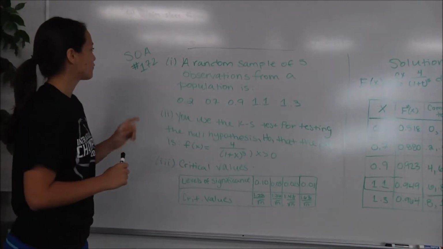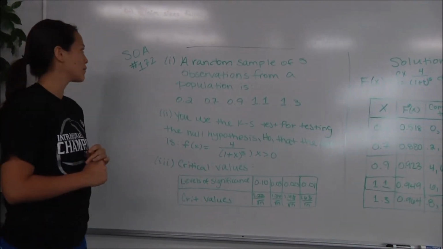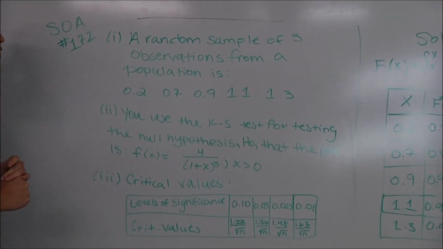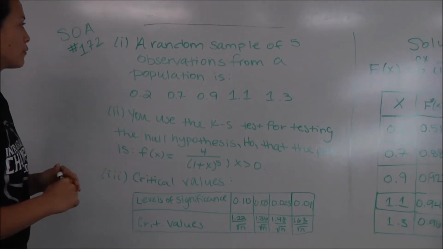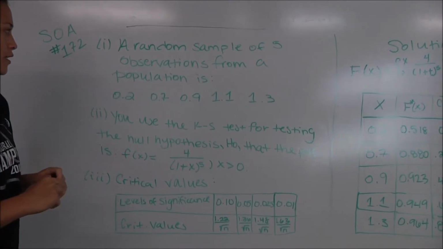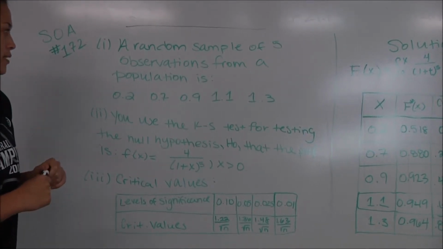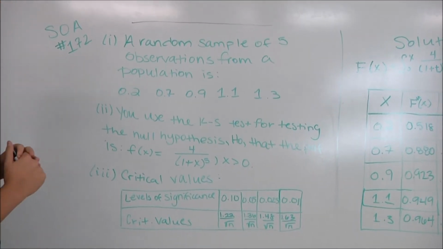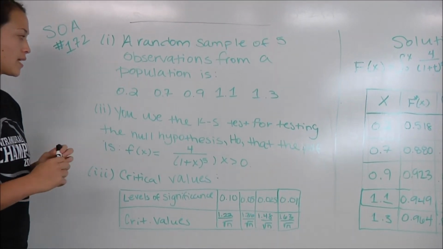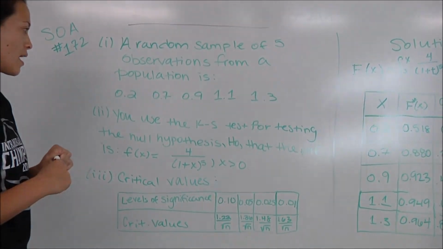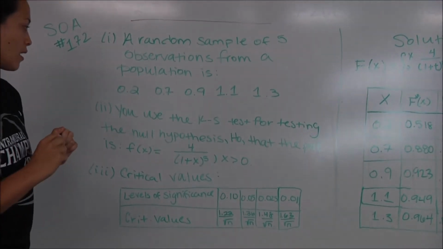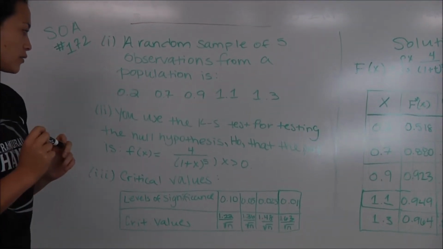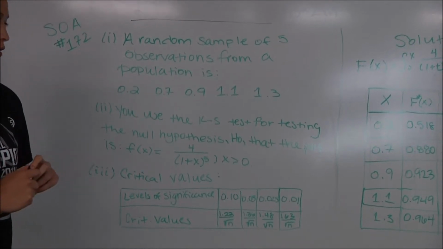Alright, this is from SOA Sample C exam number 172 from fall 2009. We are given a random sample of 5 observations from a population, and they are 0.2, 0.7, 0.9, 1.1, and 1.3. So we're using the KS test for testing the null hypothesis H naught, and we're testing that the PDF is small f of x equals 4 over (1 plus x) to the 5th power, and x is greater than 0.